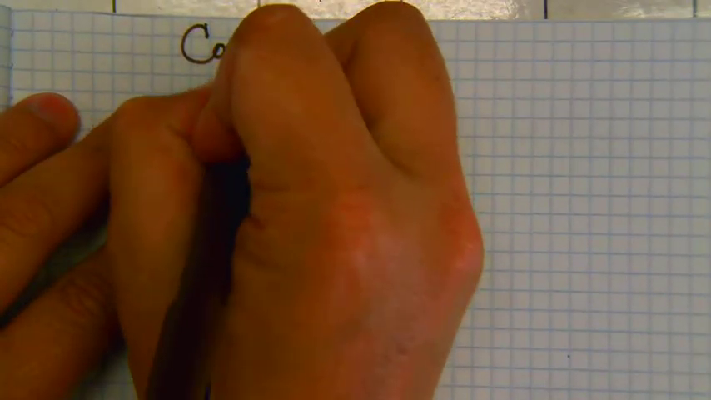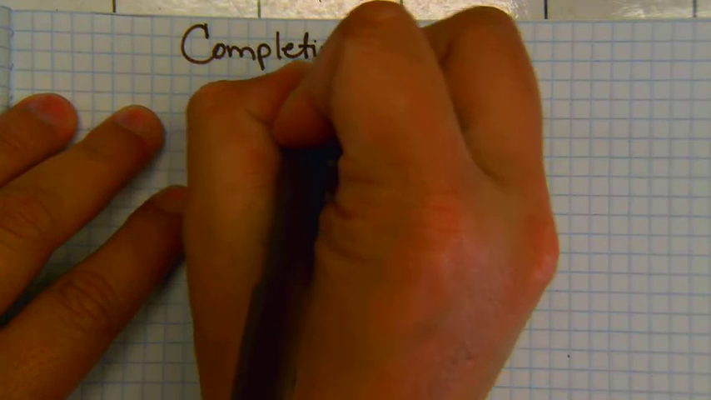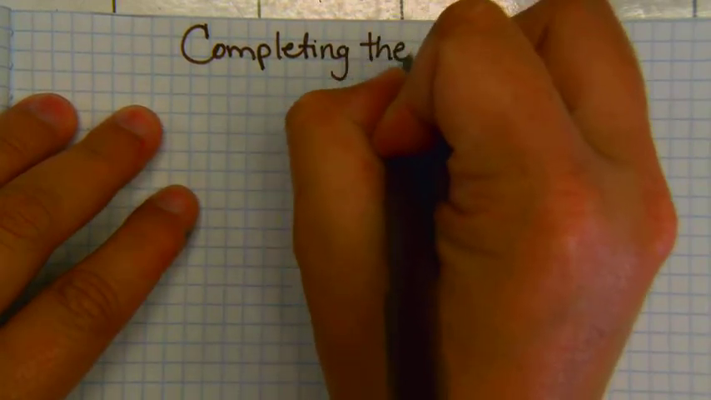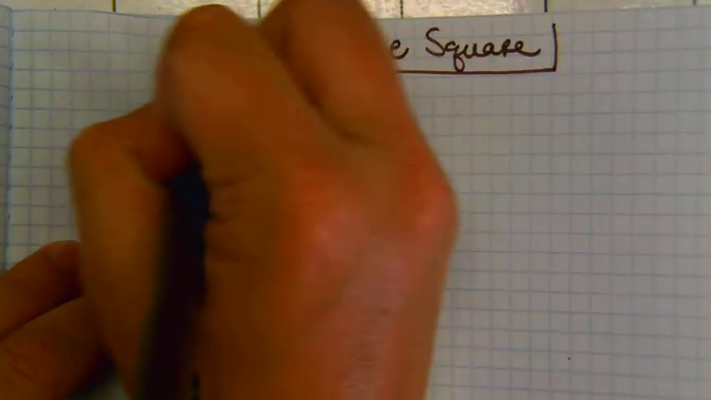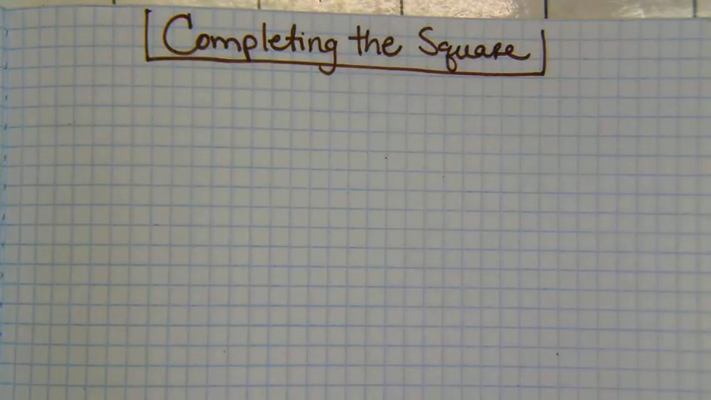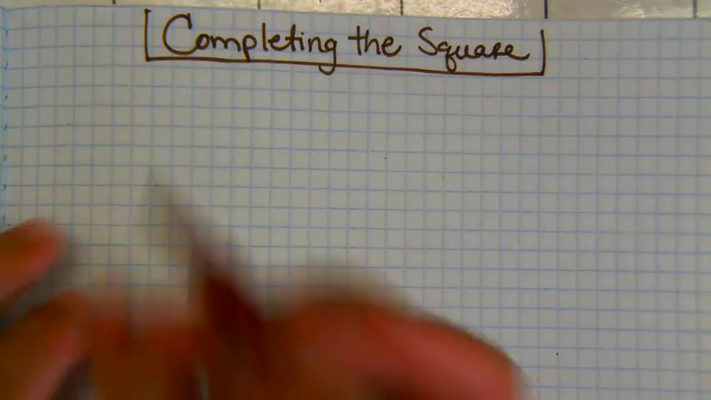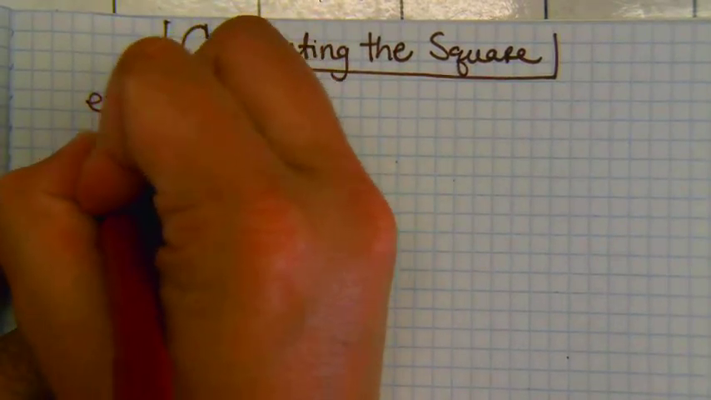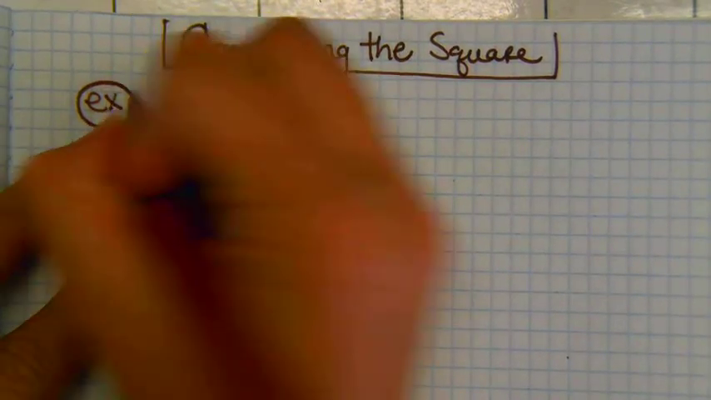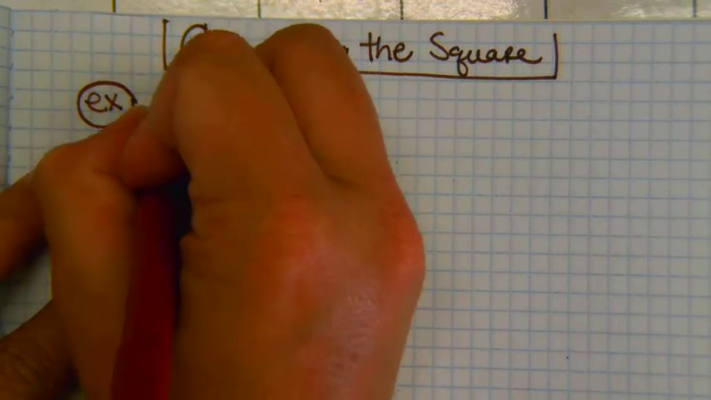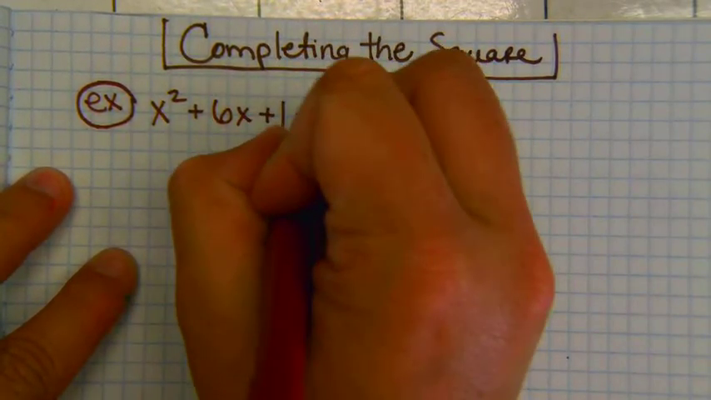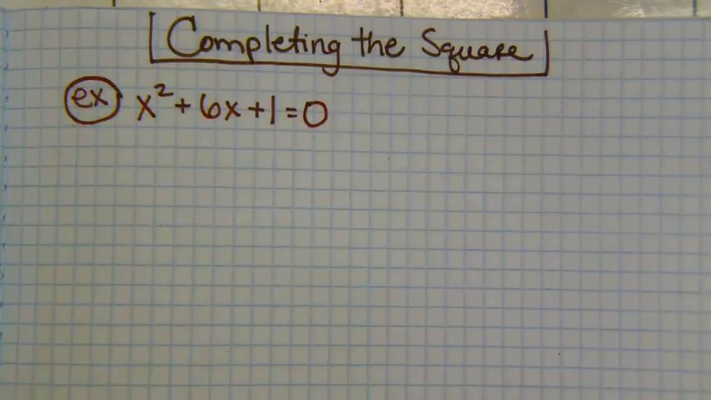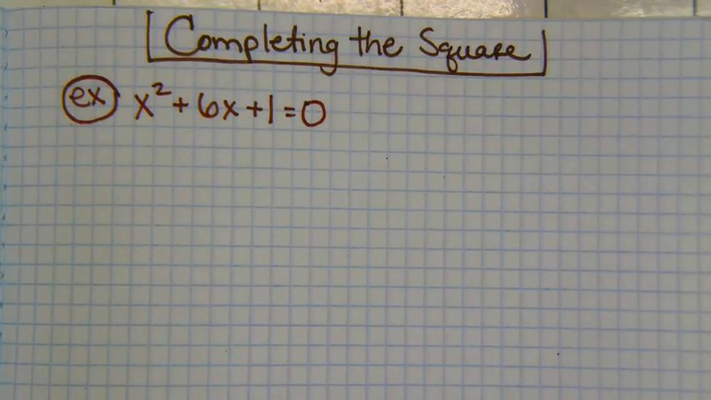We are going to be doing completing the square. Okay. And we're just going to go right into an example. We have x squared plus 6x plus 1 equals 0.